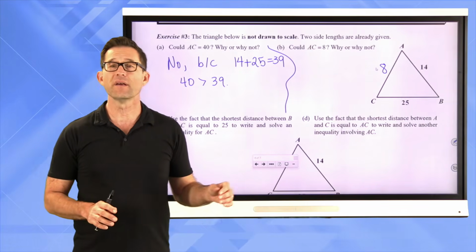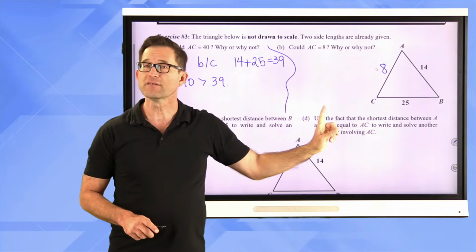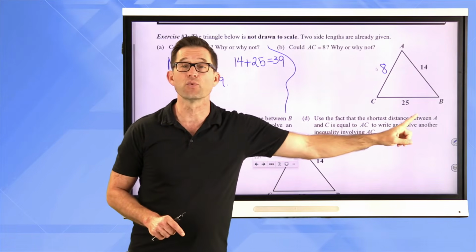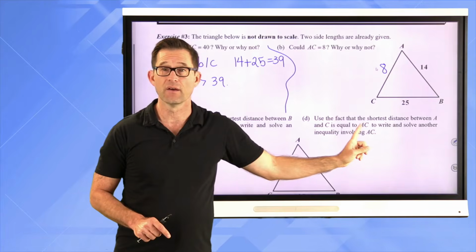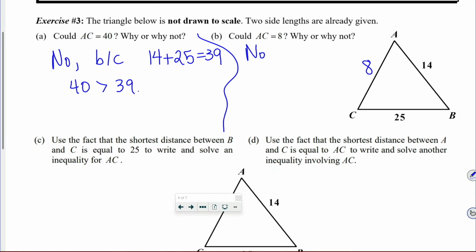Well, this time it doesn't have anything to do with the shortest distance between A and C. This time it has to do with the shortest distance between B and C, right? So this time the answer is no, because 8 plus 14 is 22, and 22 is less than 25.